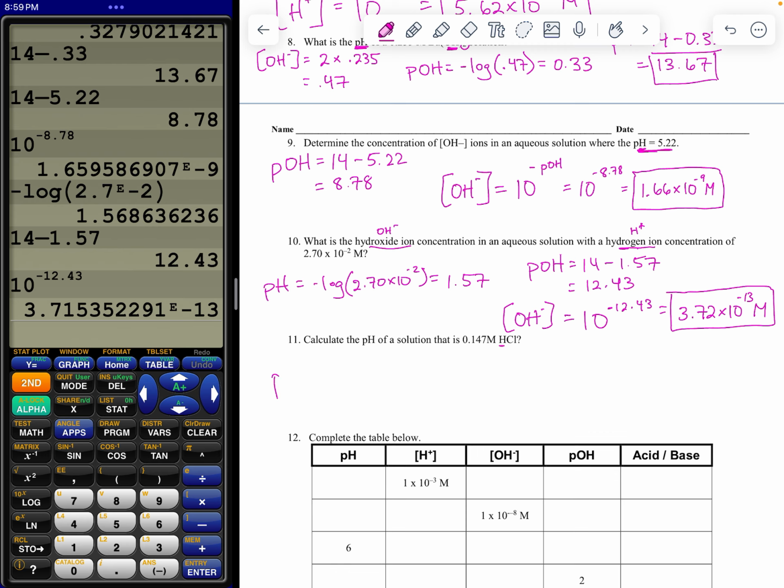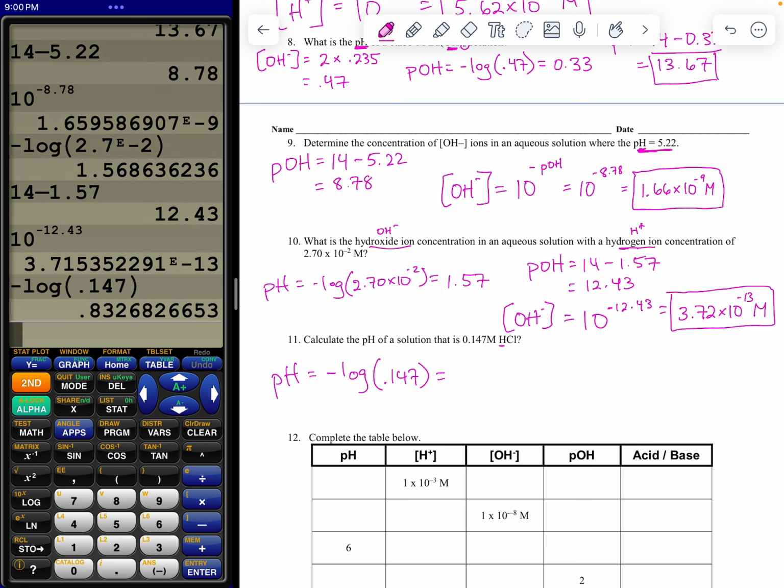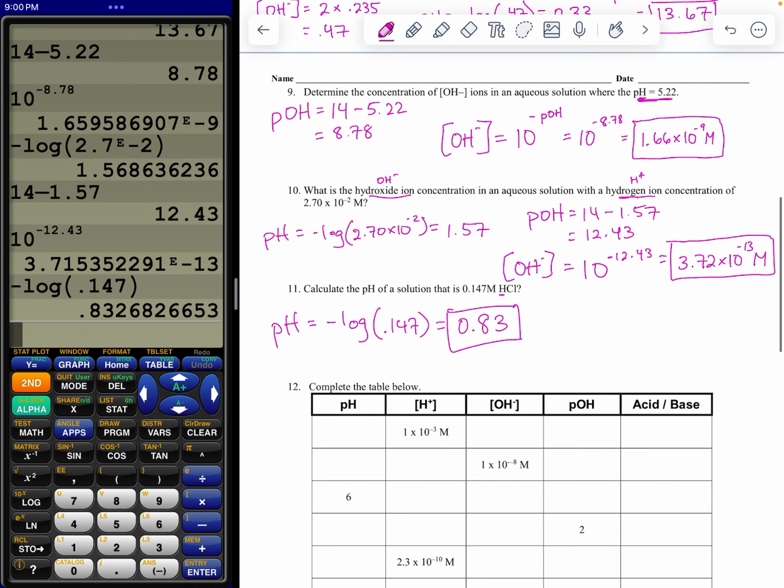So all we have to do is take that concentration, just plug it right into our pH equation, 0.147, and that gives us a pH value of 0.83. This is certainly very, very acidic.